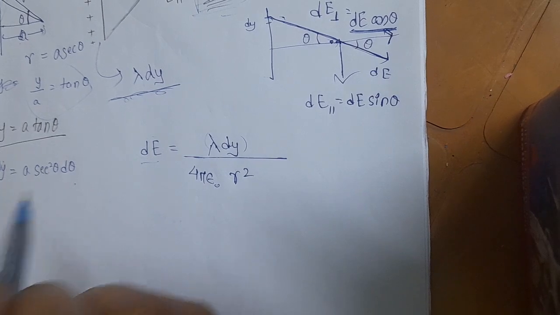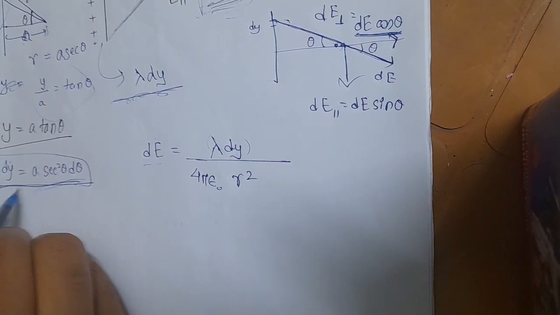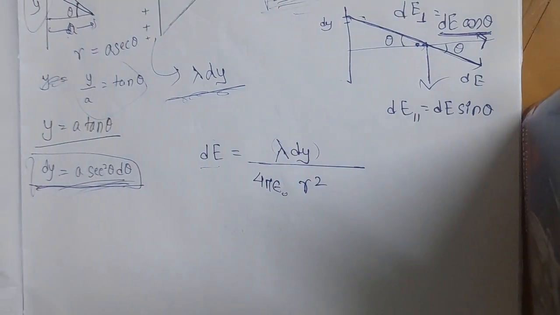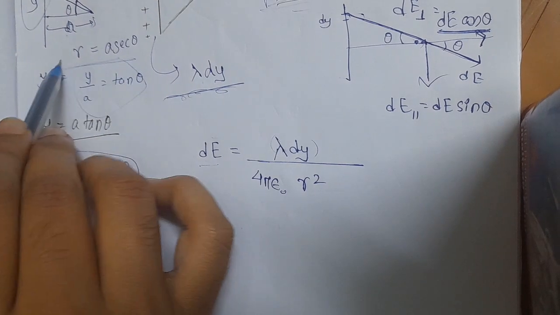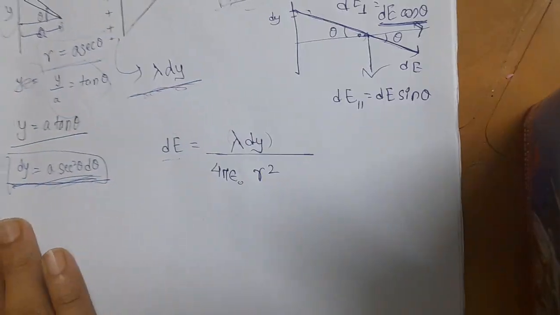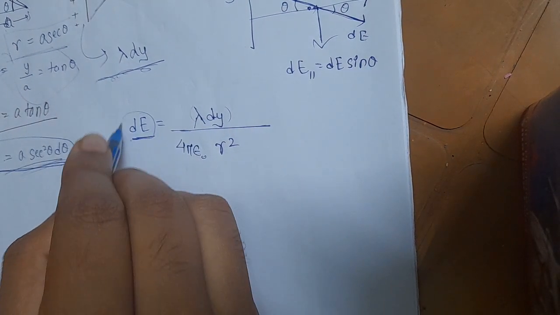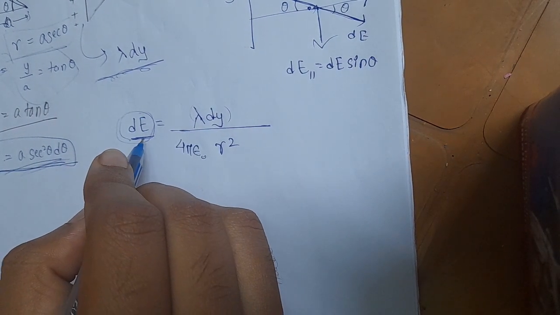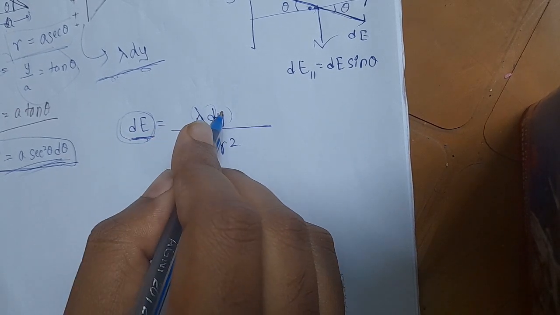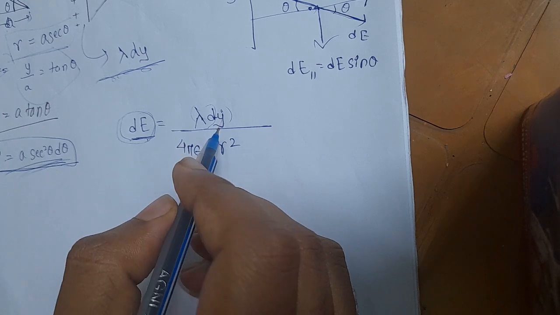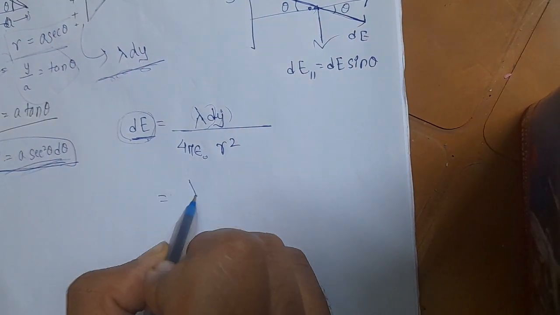Now from here, using these two relations, which are the crucial ones in solving this problem, dy and r equals a sec theta, we will now simplify it and relate the change in the expression of electric field not with the change in position but with the change in the angle. This is the whole purpose of this problem here.